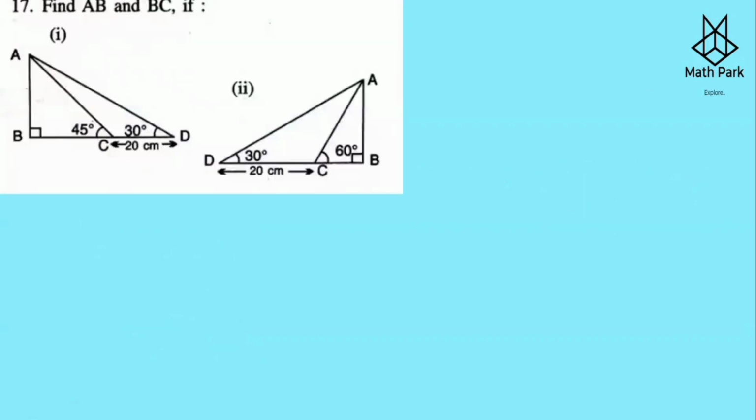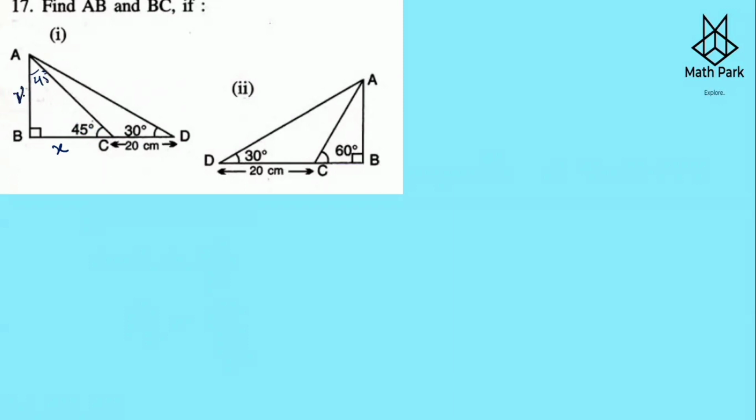Moving to question number 17. Find AB and BC for the given figures. So for the first figure, let us start. We have to find AB and AC, where the given angles are given to you. This is 20 meter, and this is 45 degrees and this is 45 degrees. We don't know the value of BC, so let us take BC to be X and AB to be X, since this is 45 degrees and this is 45 degrees, so it becomes an isosceles triangle.